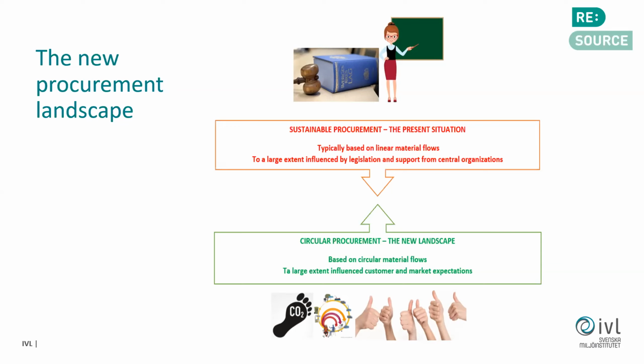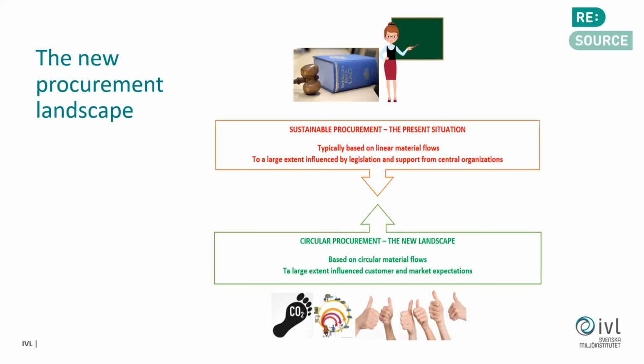Now we enter a new concept, an era of circular procurement. At the lower part of this illustration, it is based on the circular material flow. And I would say, to a large extent, this is influenced by customer and market expectations and not by legislation and support from central organizations. So you focus much more on formulating the proper requirement after you have looked through your needs analysis and your market analysis, for instance.